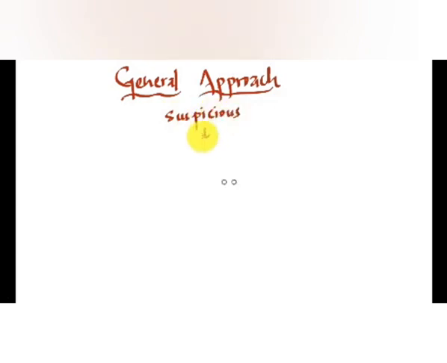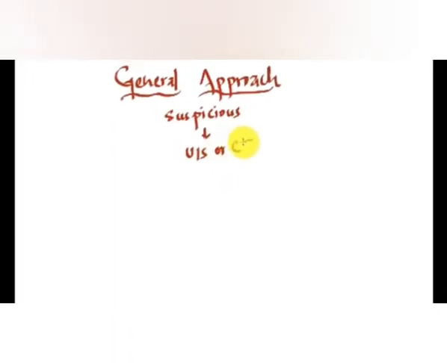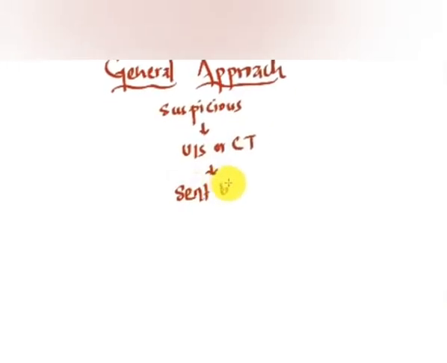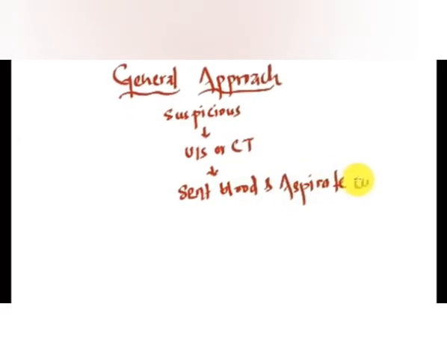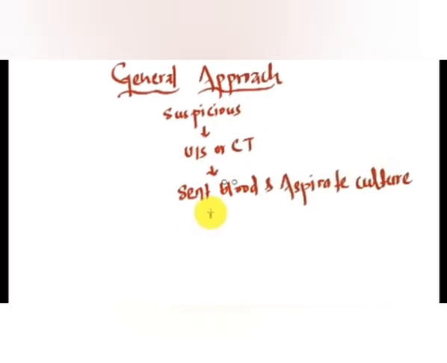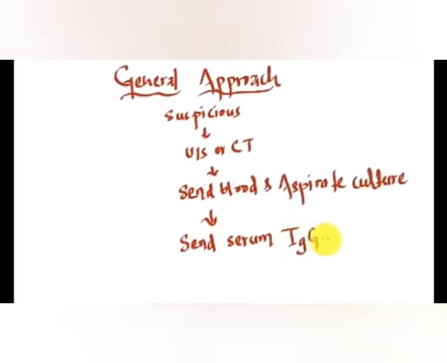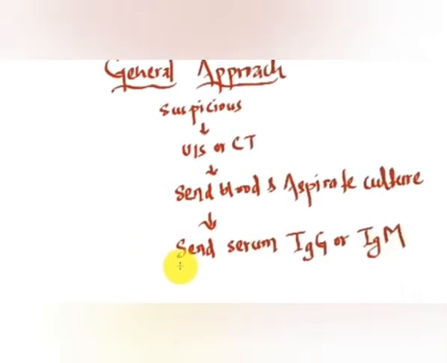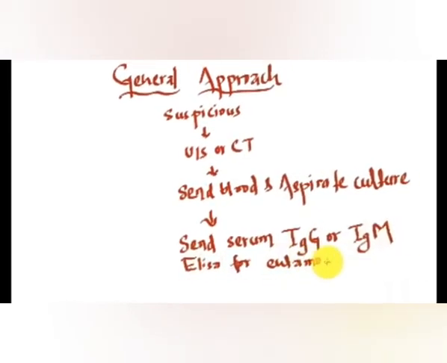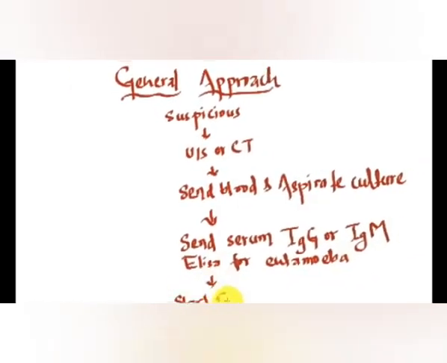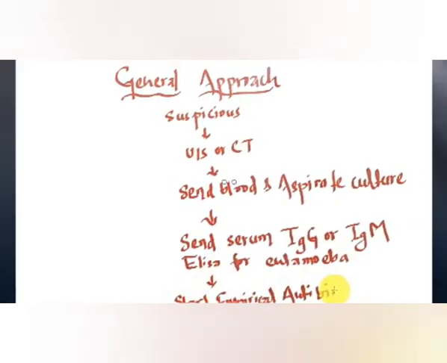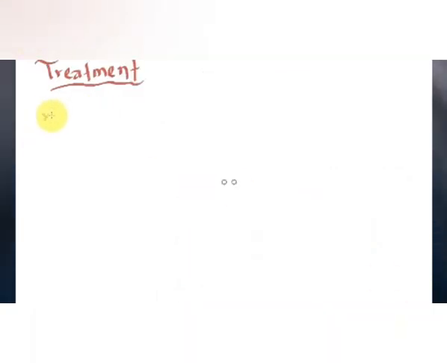So talking about the approach to pyogenic liver abscess, if we suspect pyogenic liver abscess, the first thing we gotta do is perform ultrasound or CT scan. The second step is we're gonna send the blood and aspirate for culture. The third thing is we're gonna send serum IgG or IgM ELISA for the Entamoeba histolytica test. Last thing we're going to do is start empirical antibiotics.